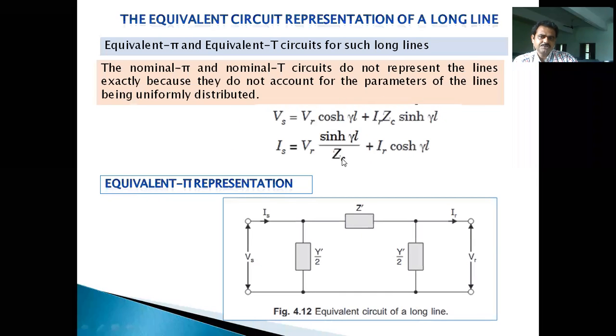We have derived these equations using a rigorous model. These are the sending end voltage and sending end current in terms of the receiving end voltage and receiving end current, which we have obtained for a long transmission line. Now again, if we apply KVL and KCL, we have derived it in the case of the nominal pi model.